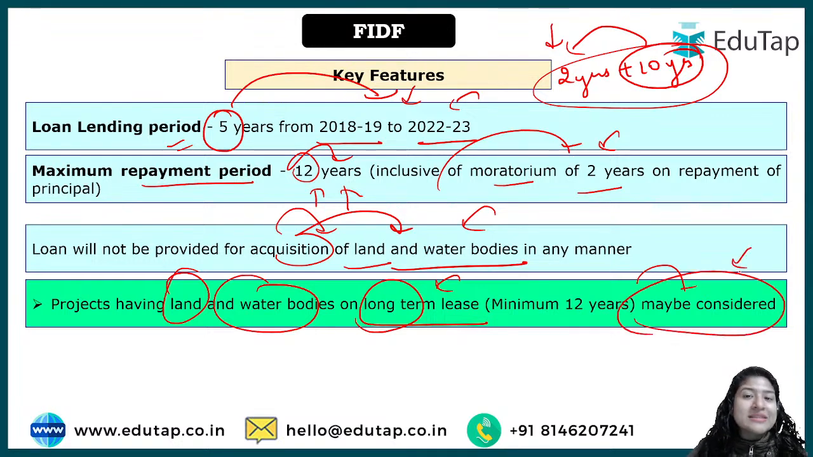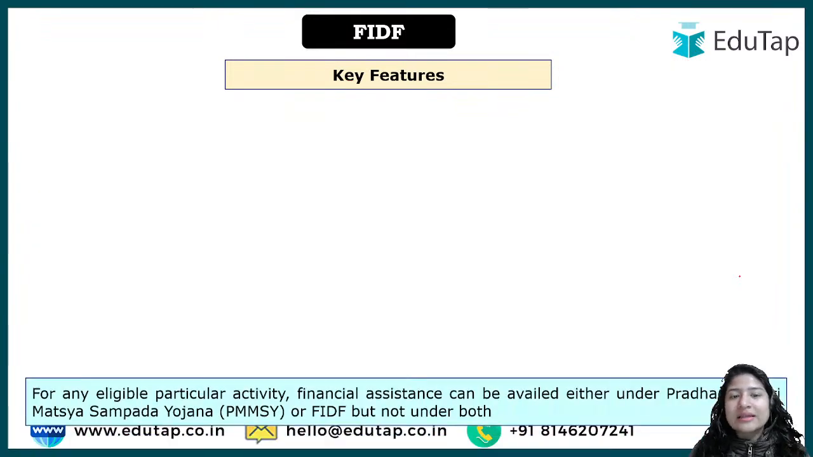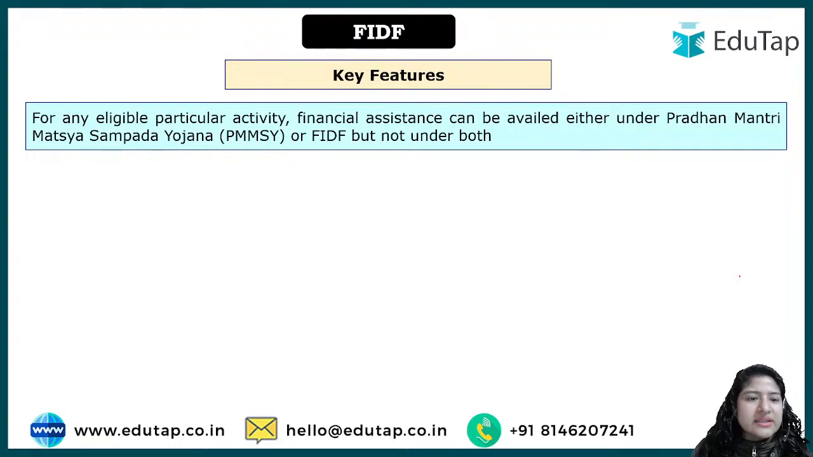Again, may be considered means it will depend on what project you have come up with, and will it be profitable in future or not, okay? So if I have a leased land, then in that case my project may be considered and may be accepted, right? But I cannot take loan under the scheme for acquisition of any land or water bodies, okay? I hope that is clear. Now there are some small things, okay?